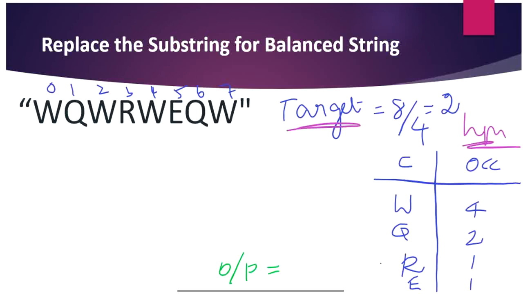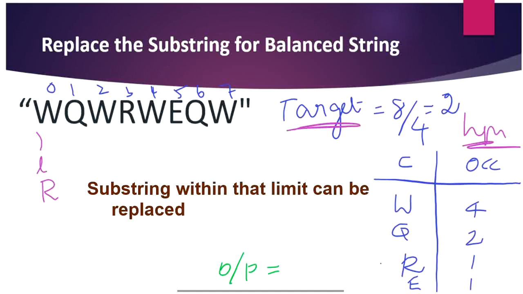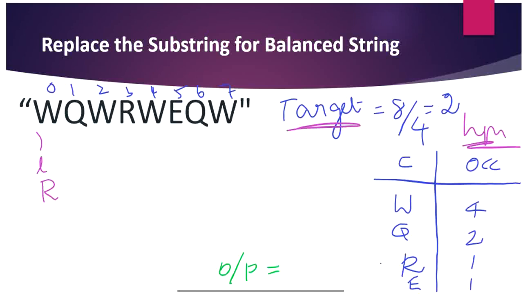We are going to have 2 pointers, left and right, starting at the initial index. We are going to move our right pointer every time as a scanning agent and check whether the substring within that limit can be replaced to make the string balanced. Let's have a dry run for the given example and you'll get a better understanding. Now our right pointer is at our first character, W.